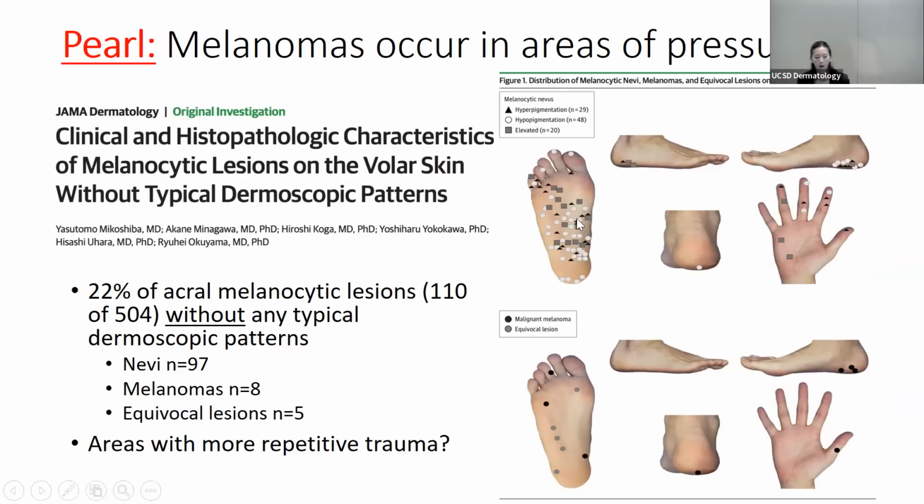And they plotted out where on the foot and hand they were. And so on the top here, these are all the nevi. And then on the bottom, they included the melanoma cases and then the equivocal cases. And they're suggesting that maybe the melanomas are seen more in these pressure areas, like the side of the sole and the heel. And it's an interesting idea that maybe areas with more repetitive trauma are more likely to develop melanomas. It's the same idea, like areas of chronic inflammation might develop SCCs. Obviously, the big caveat here is that they have very few melanoma cases. And so I think it's an interesting idea, but more to be determined on that.